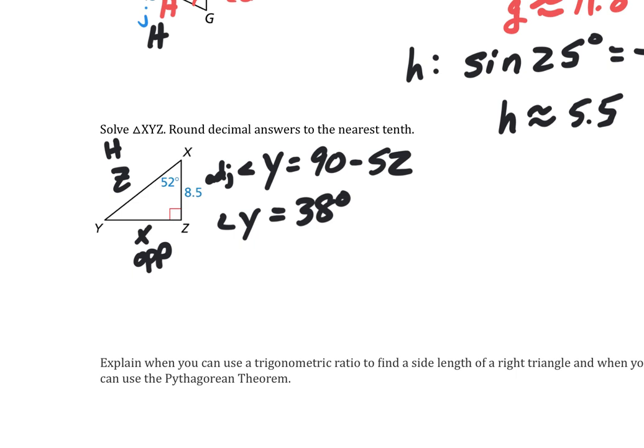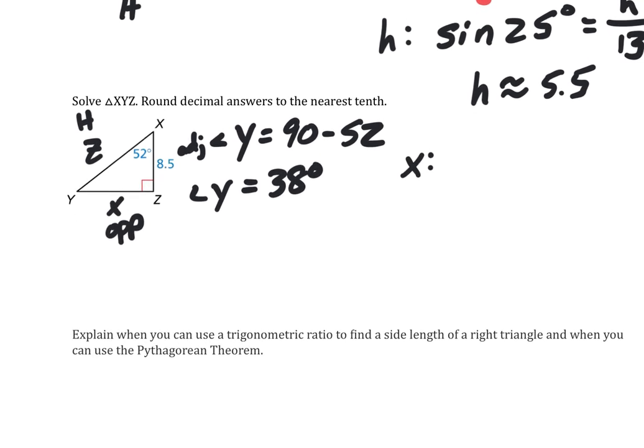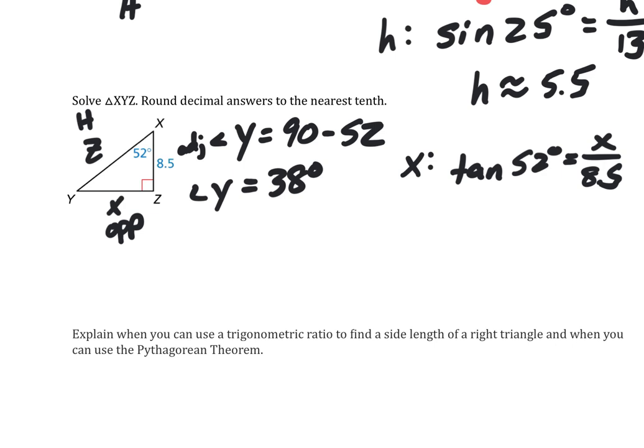Okay, and it doesn't matter which one we find first. So let's say I wanted to find x first. Little x is opposite the side that we know is adjacent. So we're going to use the side that we already know. So it's opposite and adjacent. Opposite and adjacent is which trig function? Tan. Okay, so we're going to do the tan of 52 equals opposite over adjacent. Okay, we'll finish that one up tomorrow.